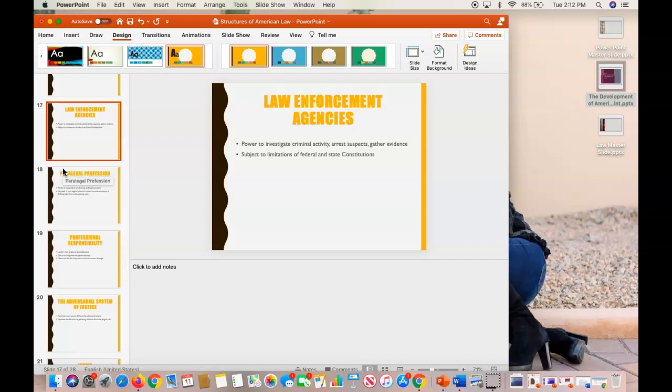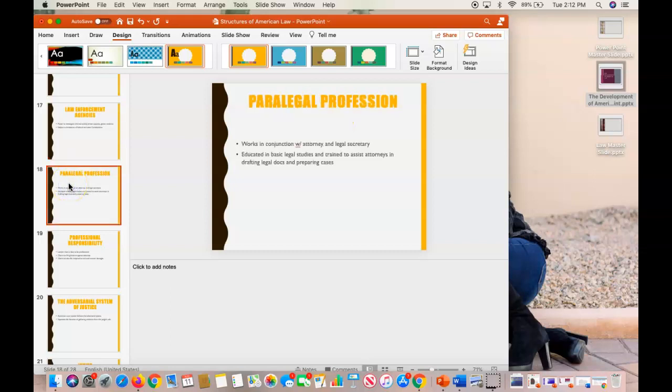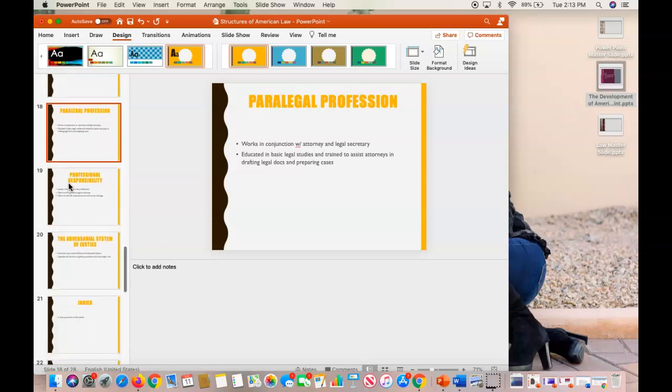Law enforcement agencies have the power to investigate criminal activity, arrest suspects, and gather evidence. They are subject to limitations of federal and state constitutions. Paralegals work in conjunction with attorneys and legal secretaries. They are educated in basic legal studies and trained to assist attorneys in drafting legal documents and preparing cases.